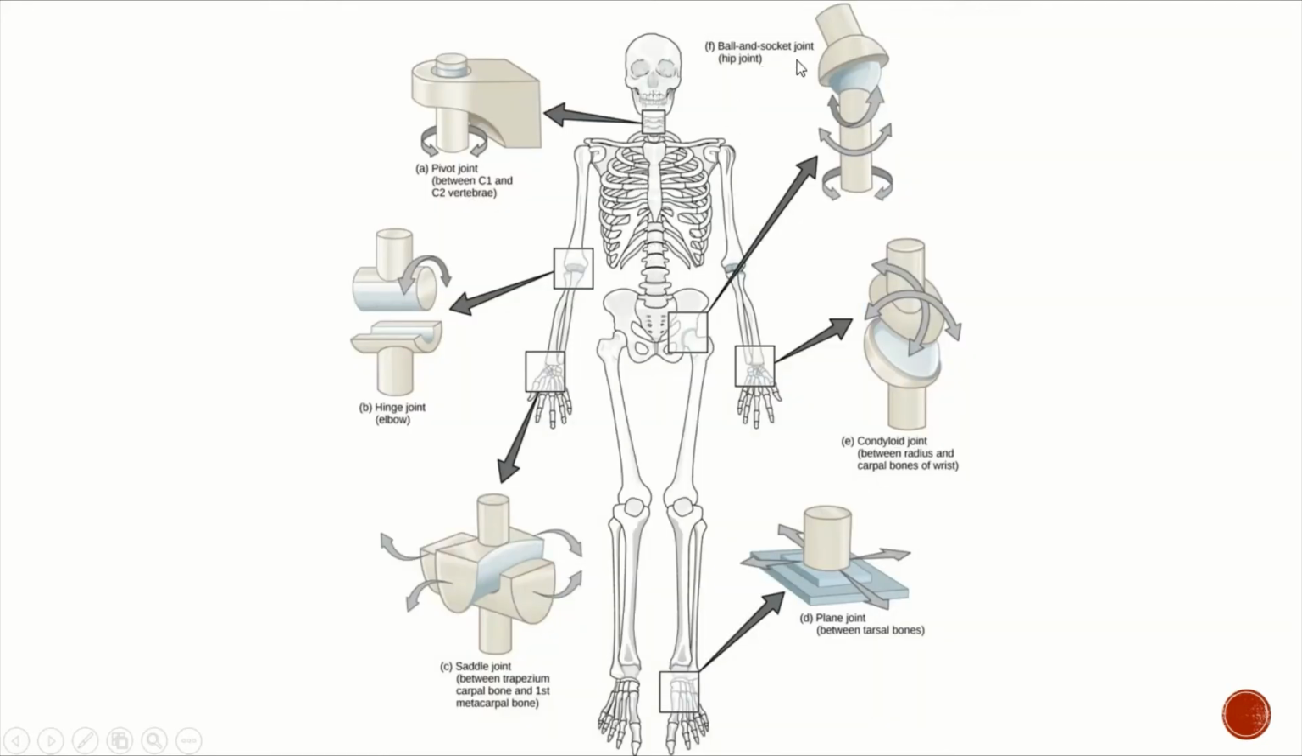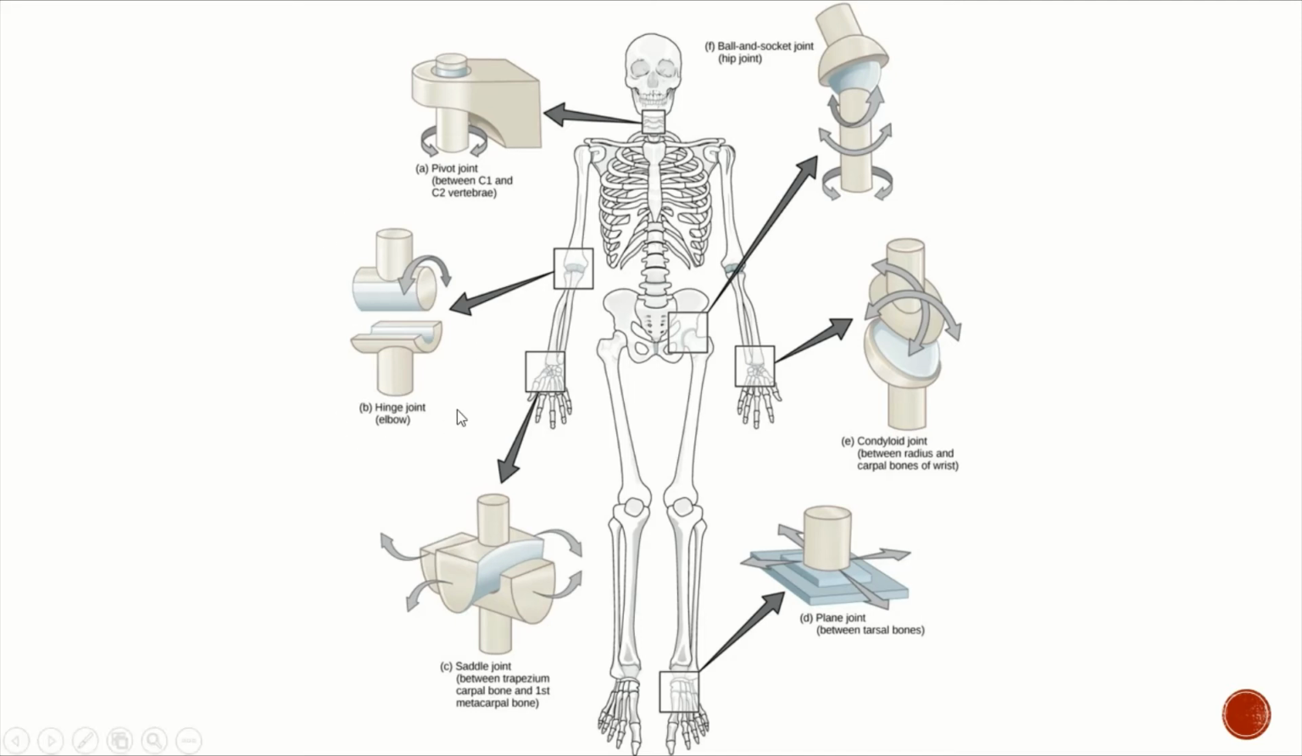These are the types of joints we have. We have ball and socket joints. These are our hip joints and shoulders. We have condyloid joint. These are our wrists and ankles. We have plane joints and saddle joints. These two, we find them in the carpal and tarsal areas.